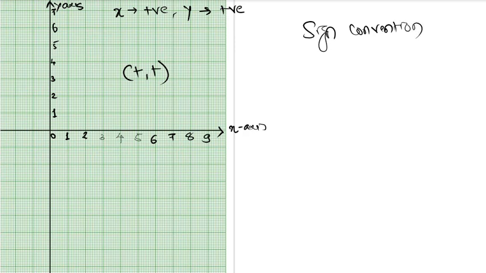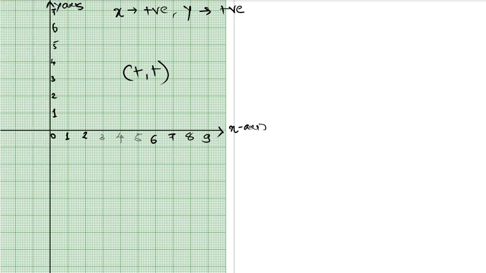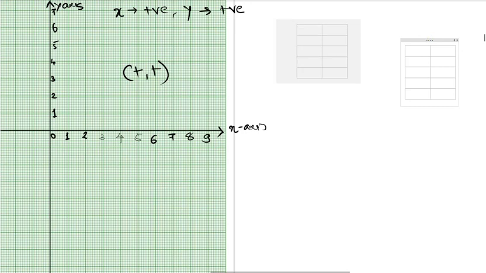Sign convention. Okay. So let me draw a small table for you rather than writing like this. Insert a table, sign convention, quadrant and sign convention. 1, 2, 3, 4. Okay, that's enough. Let me draw it here. Let me bring this here and make it a little bigger.